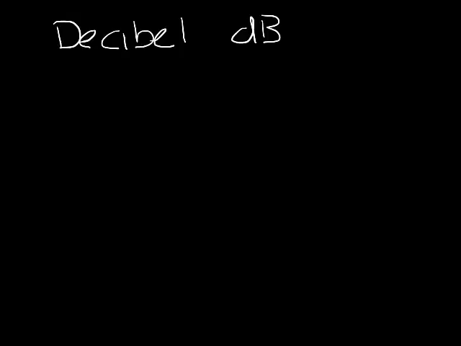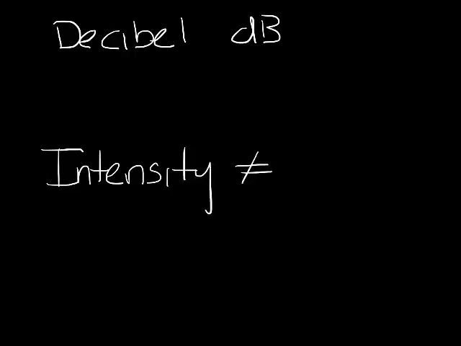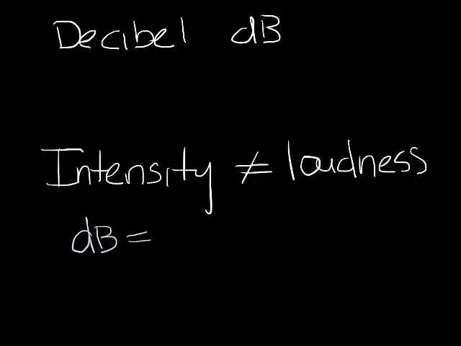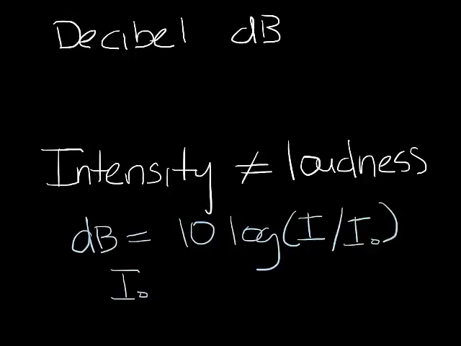The intensity of a sound is different from the loudness of the sound as perceived by our ears. The perceived loudness of a sound is not proportional to the intensity of the sound. It's more like it's proportional to the log of the intensity. So that's where the decibel comes in. The decibel is a simple way to compare the loudness of two sounds. Technically, the decibel equals 10 log of the intensity divided by the reference intensity, where I0, the reference intensity, is 10 to the negative 12 watts per meter squared.